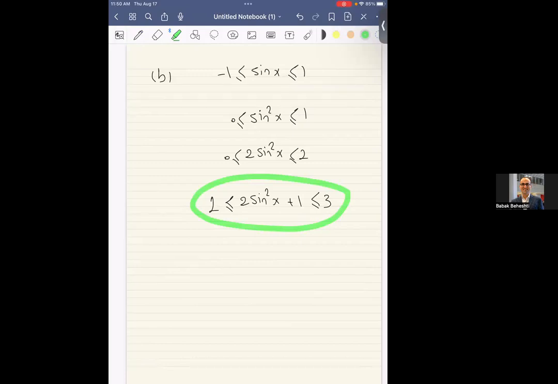So what is the range for this guy? For this function, f of x equal to 2 times sine square x plus 1, the range is the interval between 1 and 3.